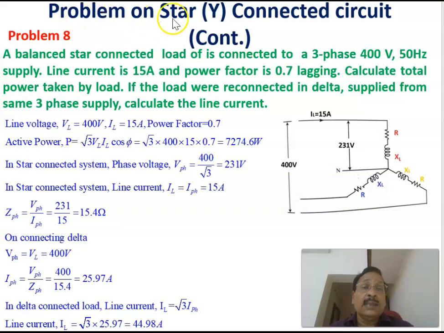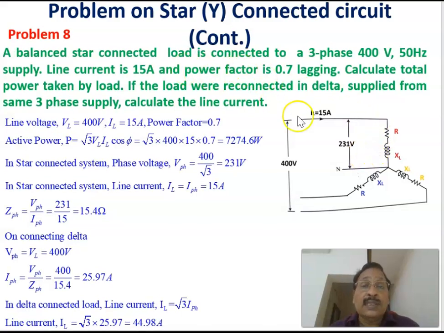Now let us see another problem on a star connected circuit. Problem number 8. A balanced star connected load is connected to a three-phase 400 volt 50 hertz supply. Line current is 15 amperes. Power factor is 0.7 lagging. Calculate the total power taken by the load. If the load were reconnected in delta supplied from the same three-phase supply, calculate the line current. This is the question. Therefore, first it's a star connected load.